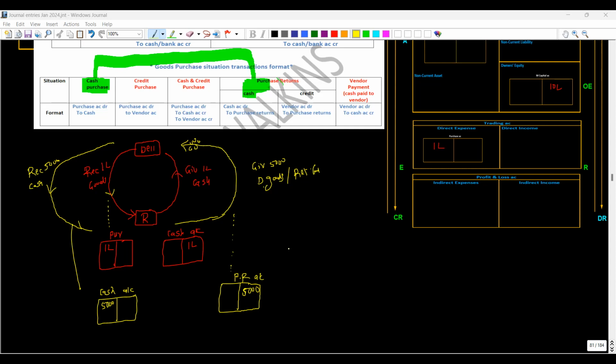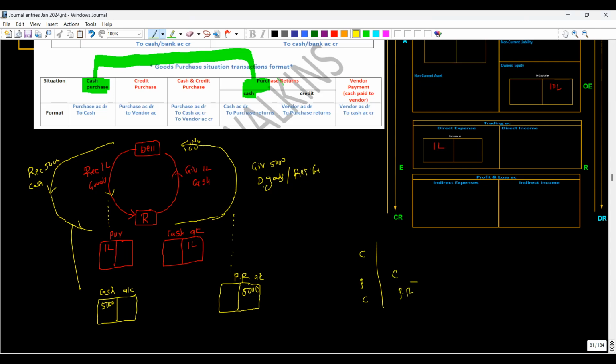So here, the problem is that everyone knows the answer to the question. Like, tell me the journal entry for the goods cash purchase. That is purchase account debit to cash account. Tell me the journal entry for the goods cash purchase return. They know the journal entry. That is cash account debit to purchase return account.